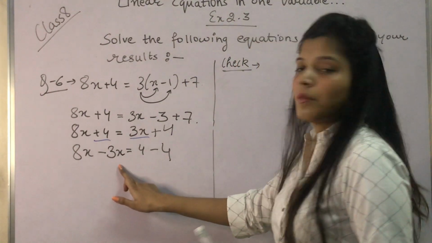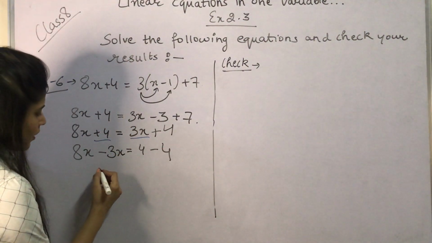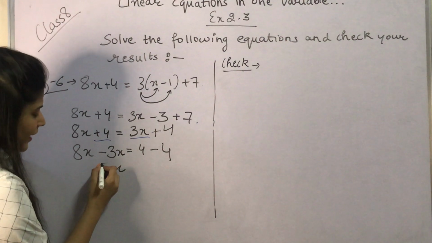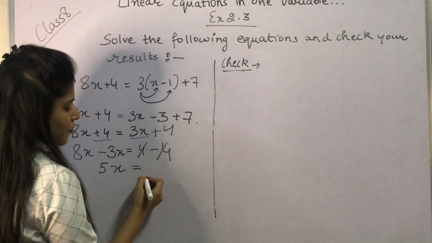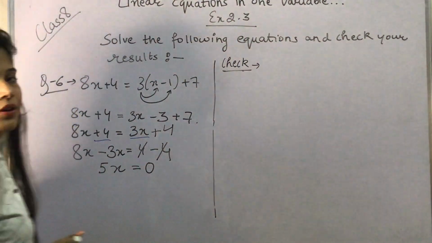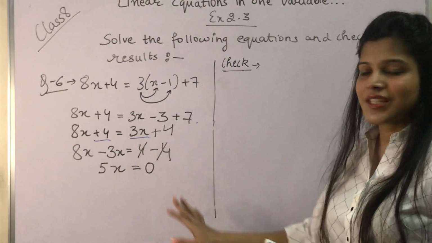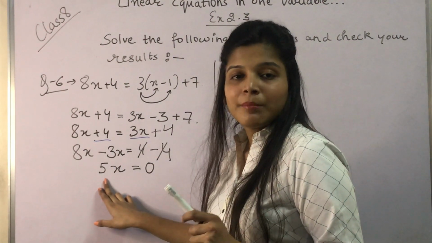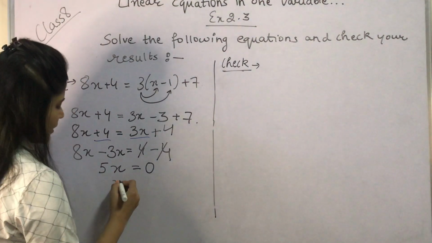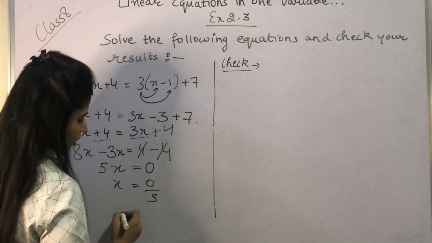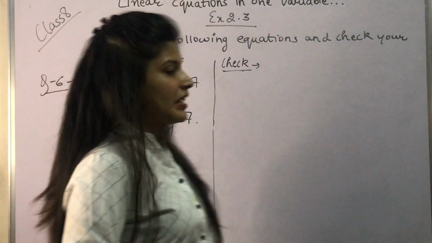Now 8x minus 3x is 5x. 8 minus 3 is 5. 5x equals to 4 minus 4, children, it cancelled and 0 came. 4 minus 4 is 0. So 5x equals to 0. Now 5 is in multiplication. So now 0 divided by anything, the answer will be 0 only. So it means x equals to 0 upon 5. So x equals to 0. Now the value of x comes out to be 0.